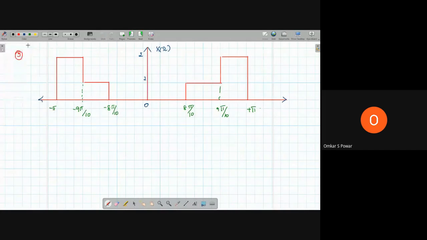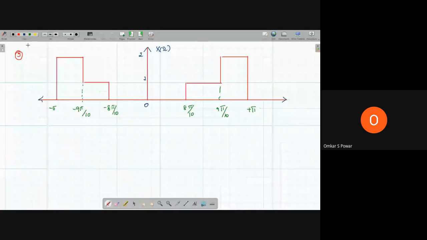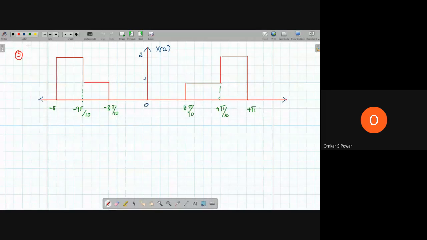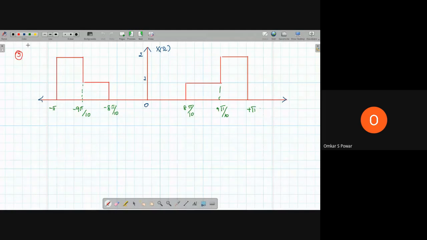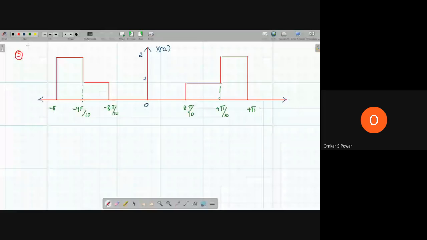Having said that, let me move to the next problem. These are standard problems. They'll give you the time domain signal, or they'll give you the frequency domain signal, and you have to find the other. It is easy. The only thing is, while solving you have to be careful while putting the limits and while writing the mathematical expression.